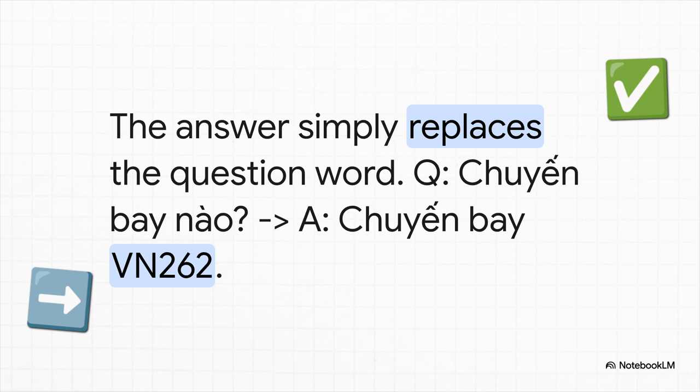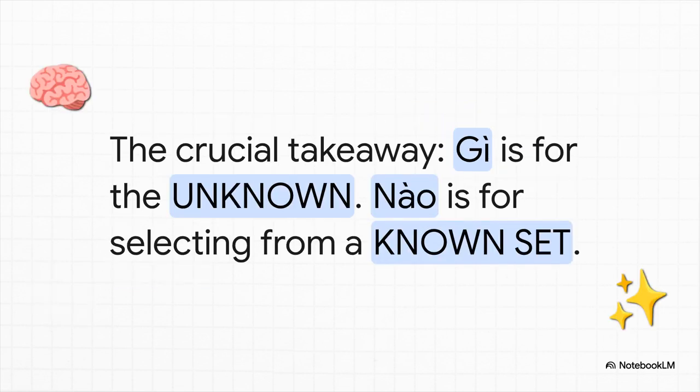It's incredibly direct. So, to wrap this all up, if you take away only one single thing from this, let it be this right here. Gì is for the unknown. It's your blank slate. Nào is for selecting from a known set. It's your multiple choice. If you can master that one single distinction, I promise, your Vietnamese is going to level up immediately.